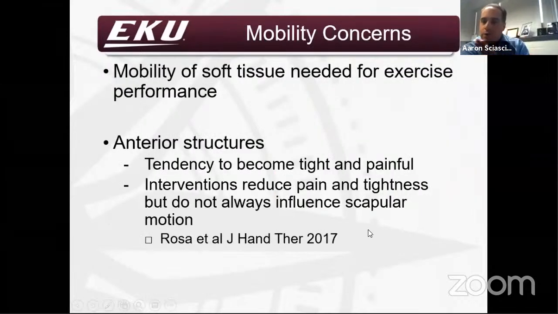So just a quick point, if you do have patients where you need to address mobility, you should do that first. But keep in mind that because structures, especially the anterior structures, have a tendency to become tight and painful, you can do interventions to make the pain be reduced or eliminated, as well as the tightness. However, it's rare that that intervention alone will make the scapula move better by itself. So this is usually a supplemental treatment that has to be done with other interventions, such as strength and motor control, endurance, and so on. But at the same time, this is not something you should ignore. It is an important piece, but it's not the only piece is what I'm saying.